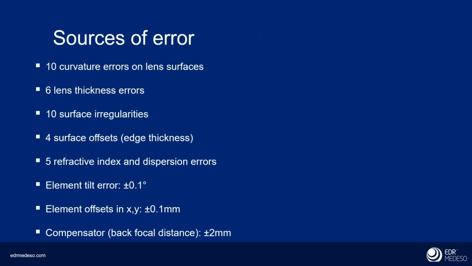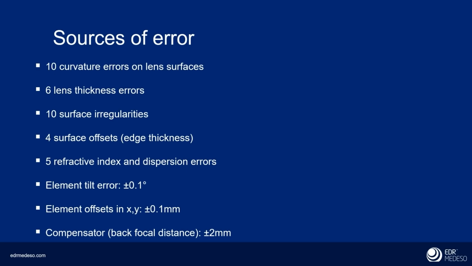So for our double Gauss, I'm just going to assume the following tolerances. So we have curvature errors on all the lens surfaces. There's variation in their thicknesses and surface irregularities. And then if we make the assumption that the lenses are mounted on their back surface, there are 4 surface offsets or tilts, which will be represented as a deviation in edge thickness. We'll also assume a tolerance for the refractive index and dispersion of all the glasses. And then with the assembly errors, let's assume the element tilts vary between plus or minus 0.1 degrees, and the element offsets in X and Y vary by 0.1 millimeters. We'll also define a compensator, which will be that 40 millimeter back focal distance, and we'll adjust that by plus or minus 2 millimeters to correct for tolerances.